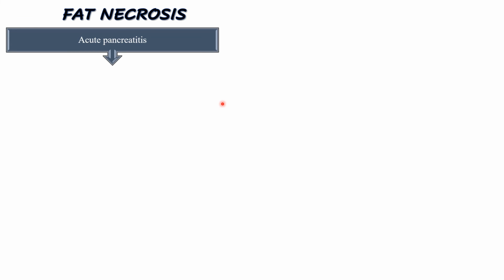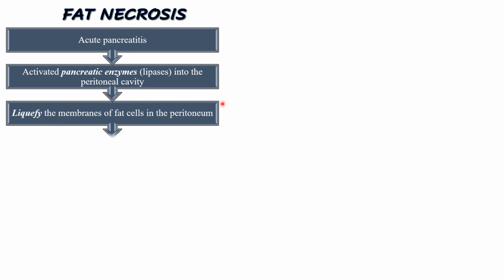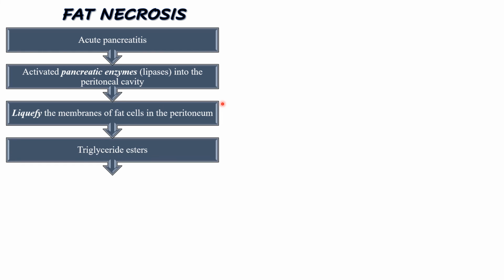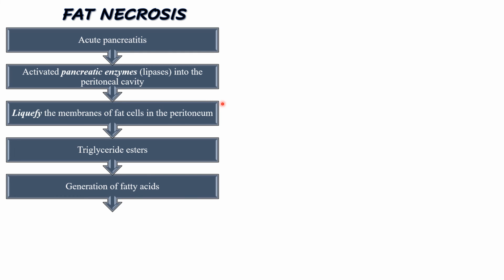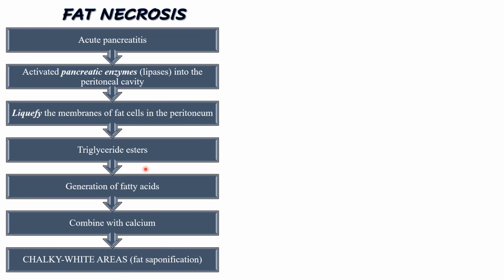Next is fat necrosis. Now we are going to study fat necrosis with a characteristic example of acute pancreatitis. So what happens in acute pancreatitis? There is release of activated pancreatic enzymes into the parenchyma of the pancreas as well as into the peritoneal cavity. These pancreatic enzymes or lipases liquefy the membranes of the fat cells in the peritoneum, which leads to the production of triglyceride esters. These triglyceride esters are split by pancreatic lipases and lead to the generation of fatty acids, and these fatty acids combine with calcium and give rise to chalky white areas, which is also called fat saponification.